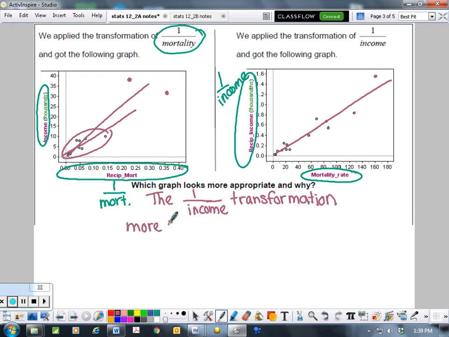So we have more scatter, less influential points. And not really that the points are not influential anymore. Those points are probably still pretty influential, but they don't have as much of an influence. They're not as extreme as the other ones.